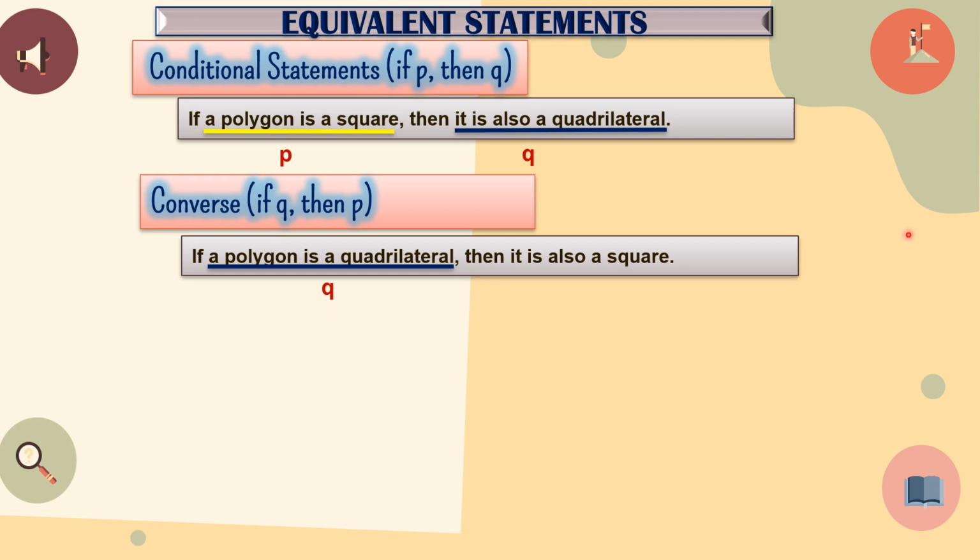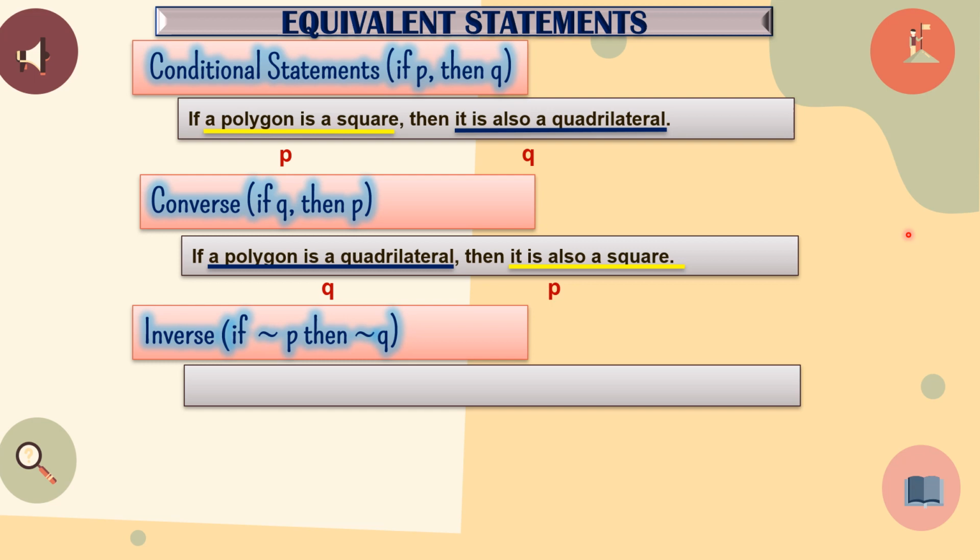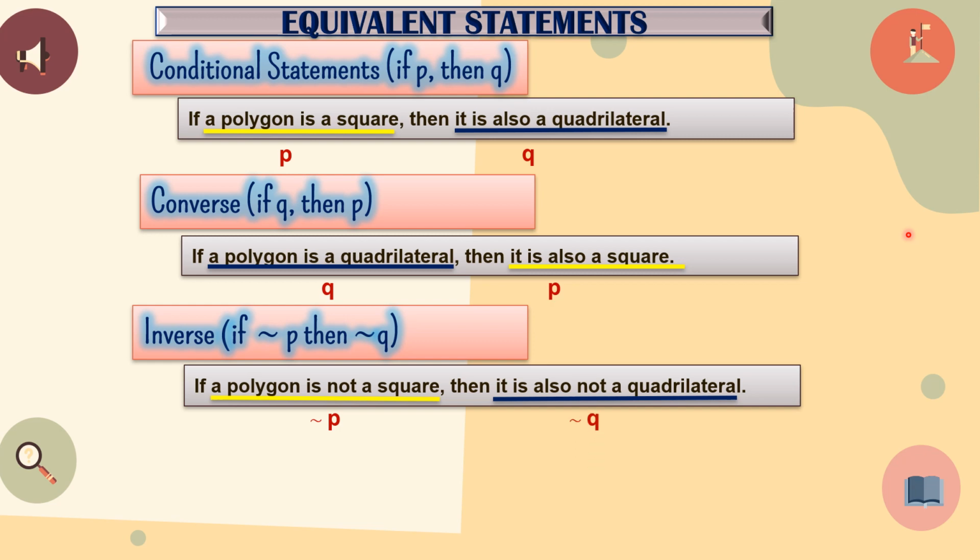Ano naman po ang ating hypothesis? It is also a square. So, yan yung P. Next, ano naman po sa inverse? Inverse, if not P, then not Q. Ang statement natin, if a polygon is not a square, then it is also not a quadrilateral. So, ano ang ating hypothesis? A polygon is not a square. So, not P siya. So, anong conclusion? It is also not a quadrilateral. So, ito naman yung ating not Q.